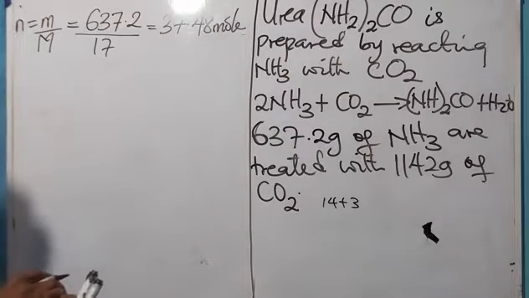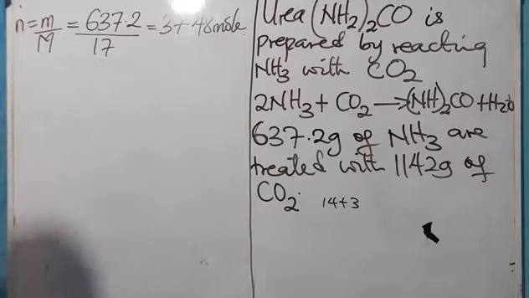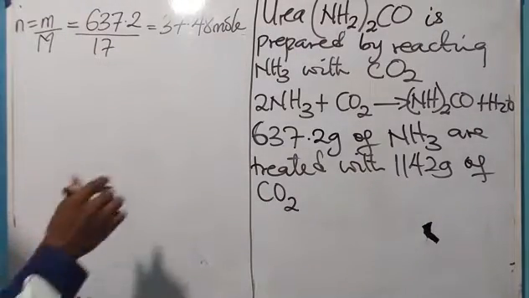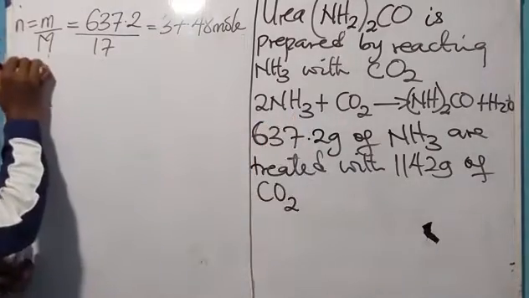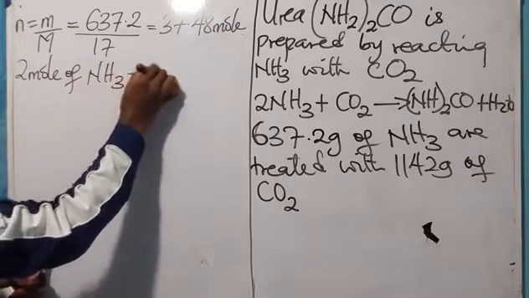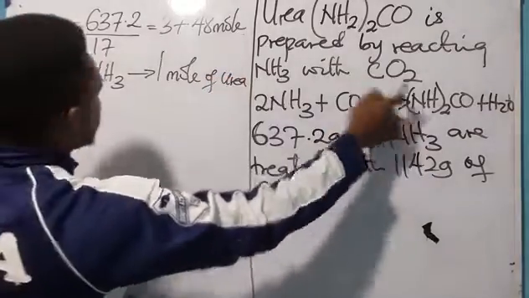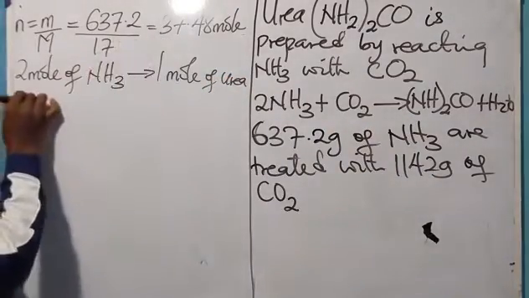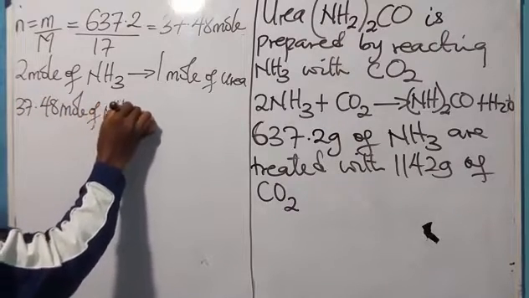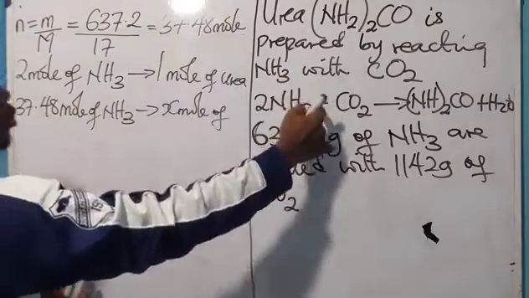Then from here, we can continue. It's written already, but I cannot pause it. Don't worry, you hear me clearly. Now what do you do next? From this reaction, it means that 2 mole of ammonia will give 1 mole of urea, which is what I have here. Then it means that 37.48 mole of NH3 will produce what? X mole of urea.